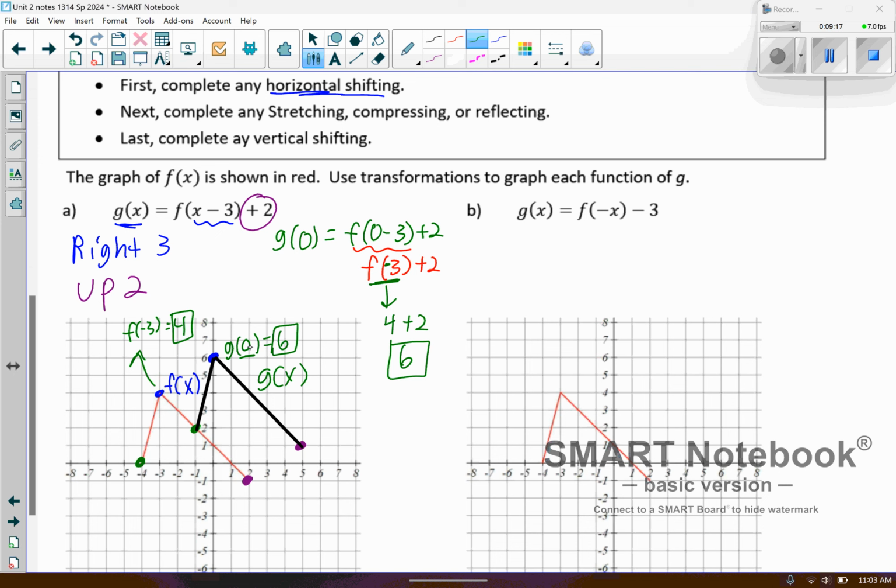And so that's kind of why transformations make your life easier, because instead it's going to get really messy with the algebra. So if you just follow the transformations, you should be in pretty good shape.